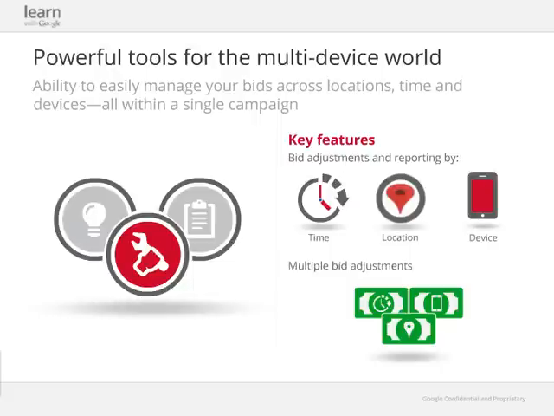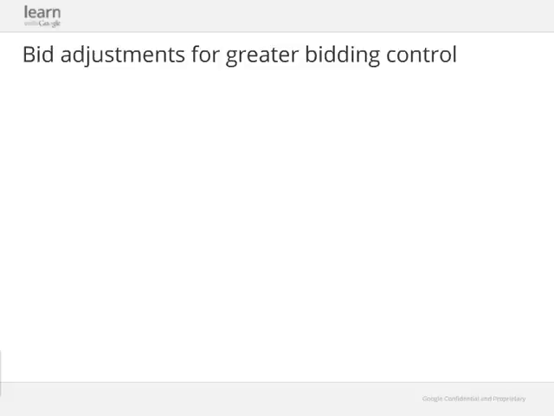And finally, because I think a tourist around the Sydney Opera House between 9 p.m. and midnight will be more likely to go to my business, I can bid for that customer on a mobile device even more, right? So that's what we mean by tools for the multi-device world. So, bid adjustments for gradient bidding control. Let's take a deeper dive into this.